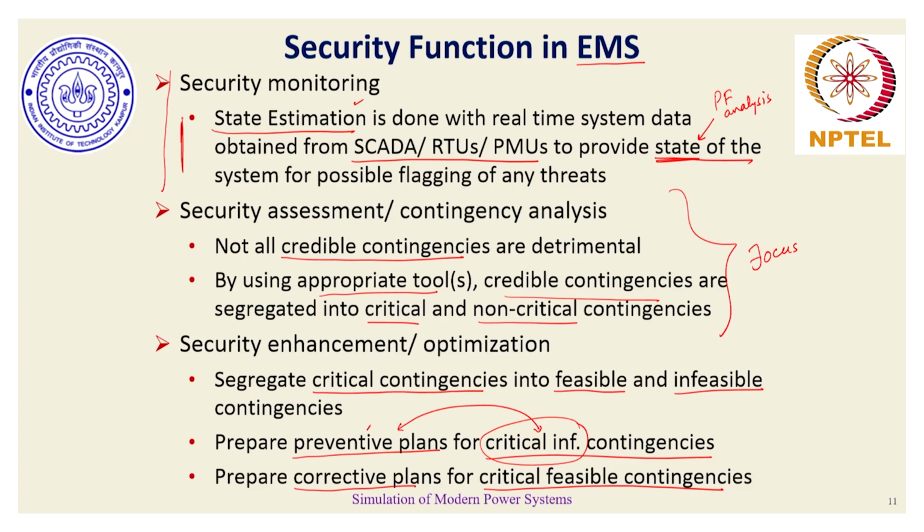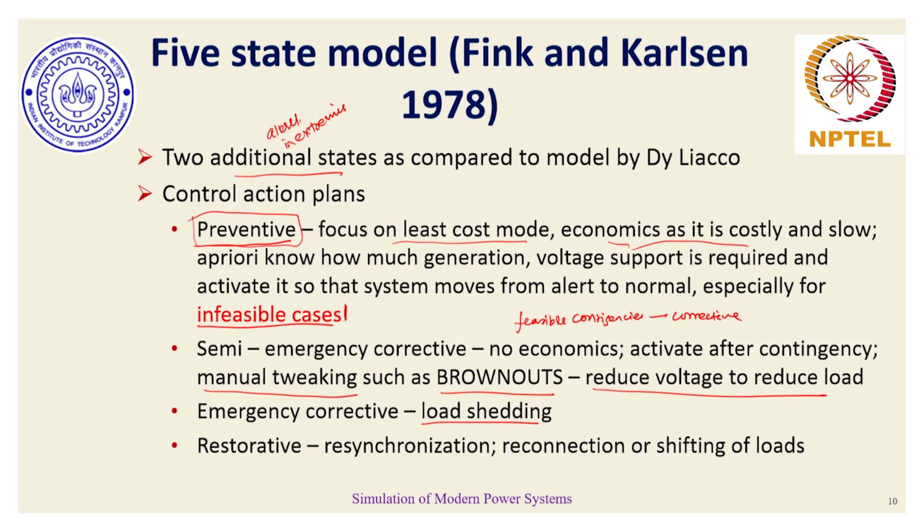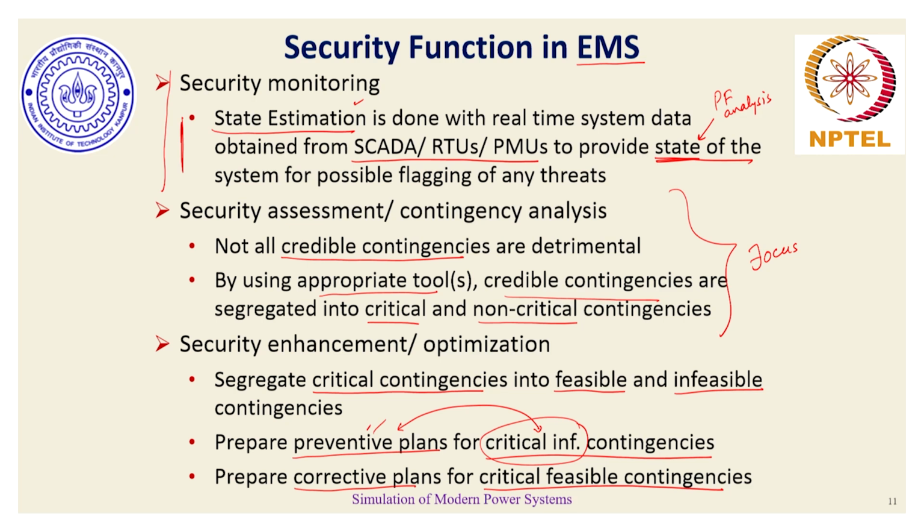So, can something be done? That is where the preventive actions come, where day ahead or pre-planned, in anticipation of the event to occur, the system operator plans corresponding generation, reserve, and voltage support devices, so that in case these events occur, the system will still be saved. And hence it is a pre-planned action, which is what makes it costlier. Corrective plans are not so costly and they would be implemented when the feasible contingencies occur, because the constraints can still be handled.